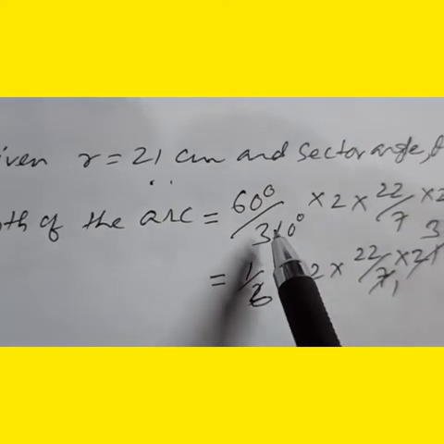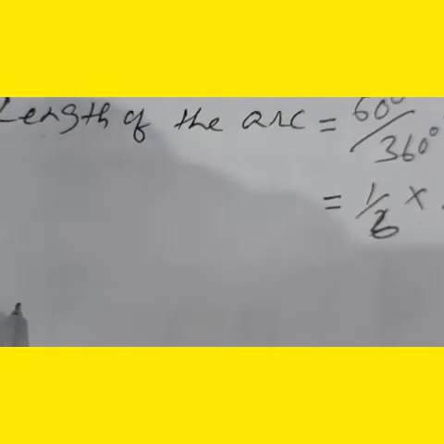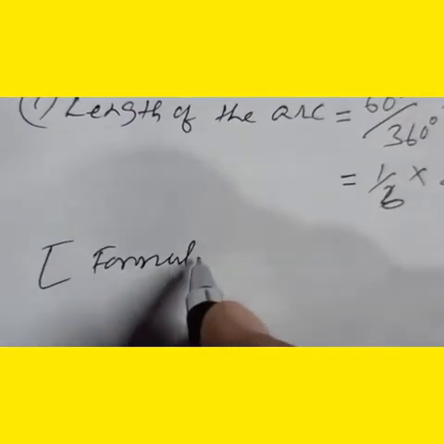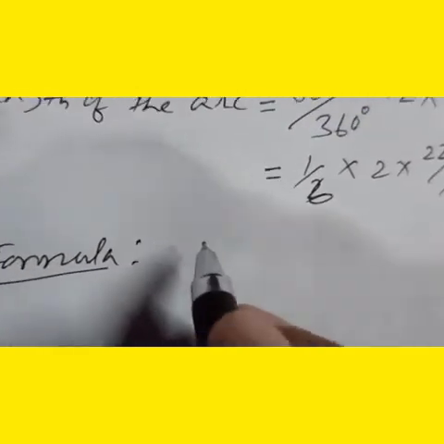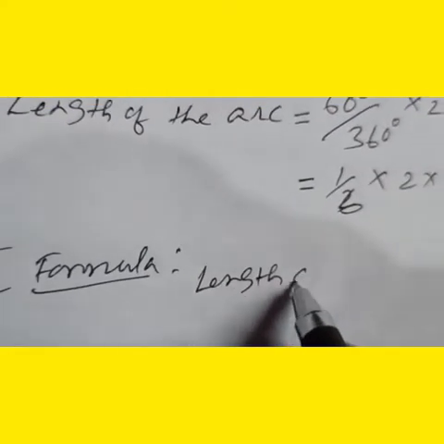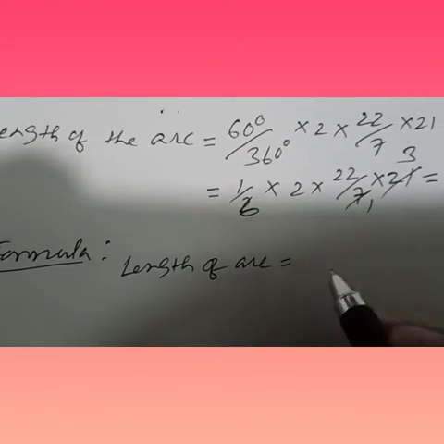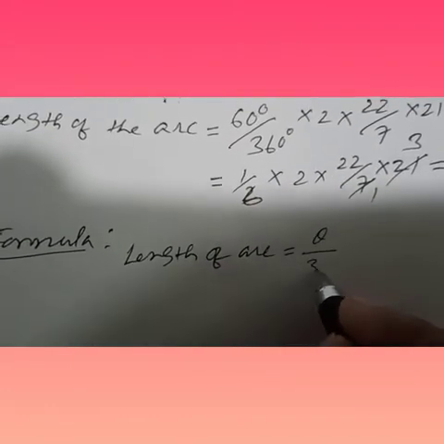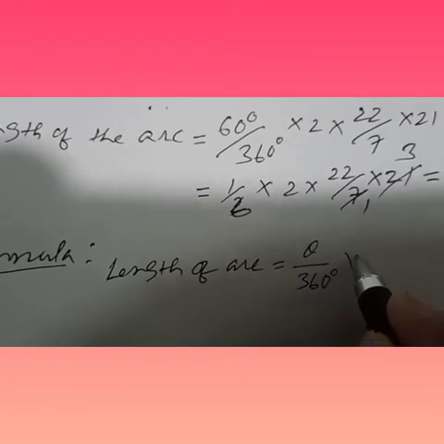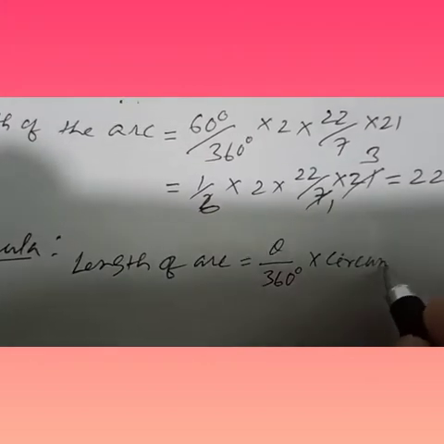We know this one. That will be what? That is one formula is there. So I want to write down this one. You should remember this old formula. Length of arc equal to theta by 360 degree into circumference.